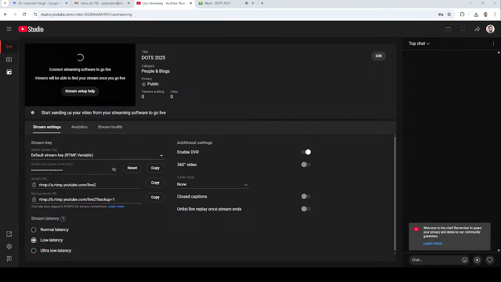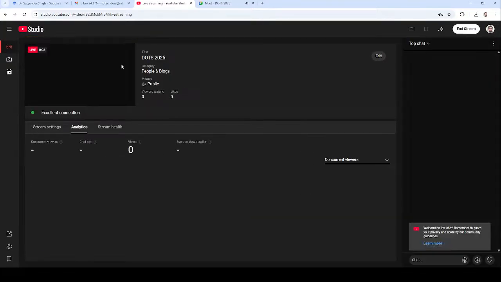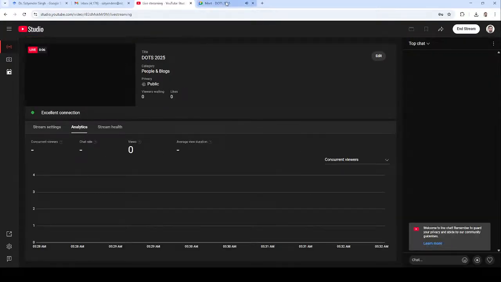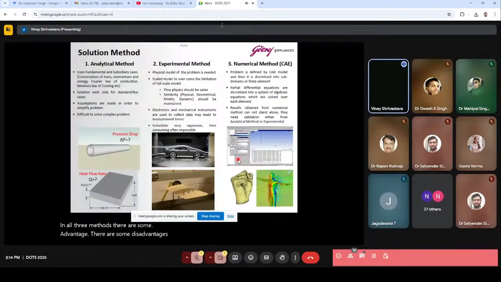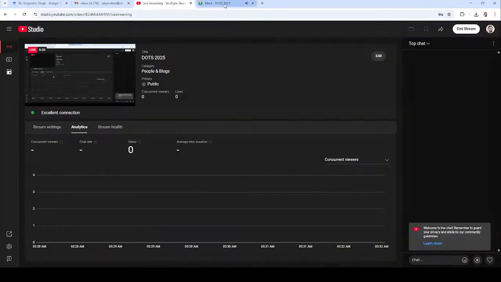It's not like only at a particular point you can measure temperature, velocity, or pressure. N number of data points you can generate, right? So in all three methods there are some advantages, there are some disadvantages, but the numerical method is something which is cheaper, and it takes less time compared to the experimental method, right? So this slide was regarding solution methods only.